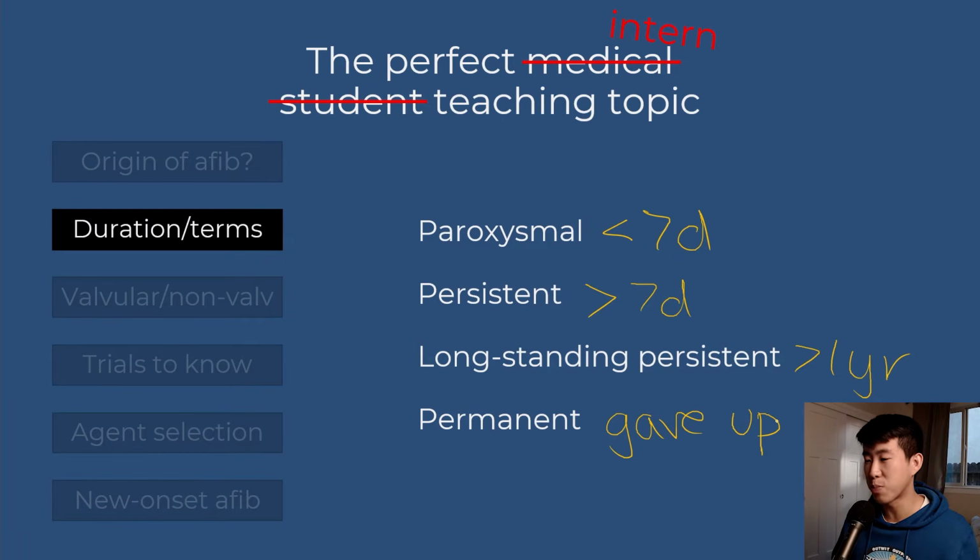So they've tried multiple therapies, multiple agents. Sometimes they've even tried ablation. And basically at this point, you've given up and you're just going to let them be in AFib. You're just going to try and control their symptoms. Very important to know the different definitions, because when you're writing your notes and documentation, it's important to put what type of AFib the patient has.